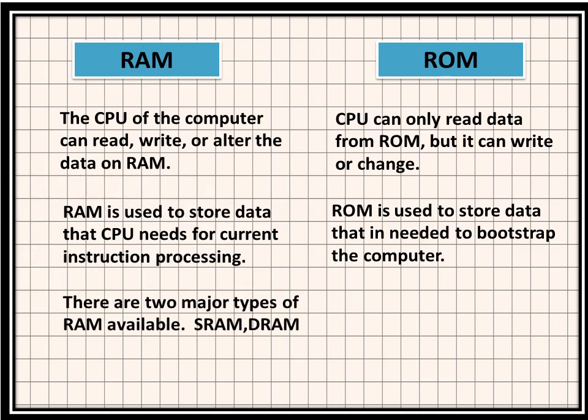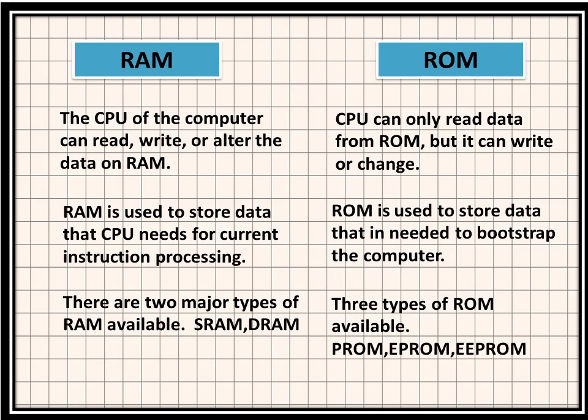There are two main types of RAM, SRAM and DRAM, and three main types of ROM: programmable ROM, erasable programmable ROM, and electrically erasable programmable ROM.